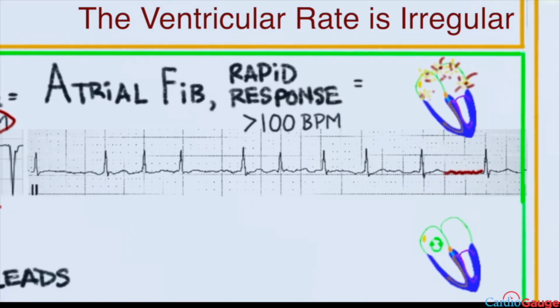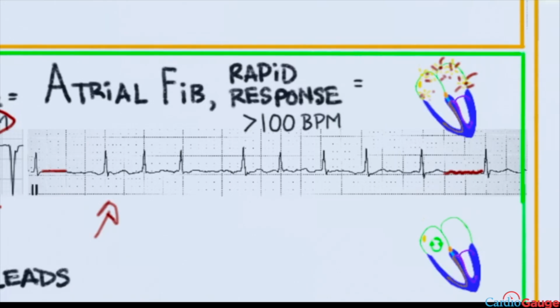Over here, we got atrial fibrillation with rapid response, and this is the same thing with the wiggling baseline. But then the QRSs are happening more frequently at a rate of greater than 100 beats per minute. There can be atrial fibrillation with a controlled response, and that would be if the rate were between 60 and 100 beats per minute.